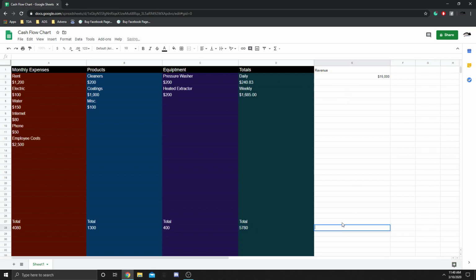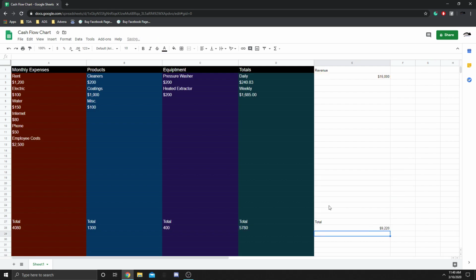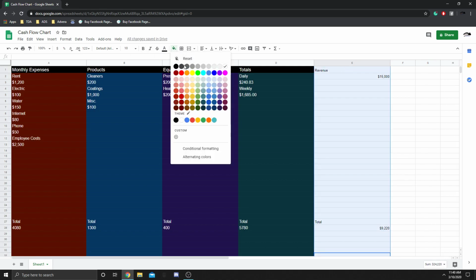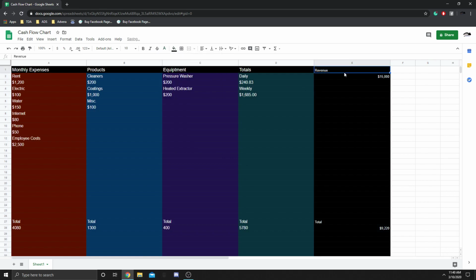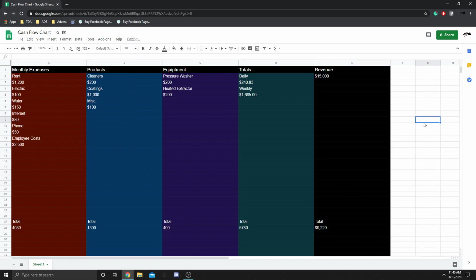Let's remove this. Let's just put this here so it's easier to read. And then we'll just make this one black just for argument's sake. So if this is how much you're averaging per month, you want to minus your expenses from your revenue. This is how much you're profiting each month. This is your cash flow. This is your extra money.